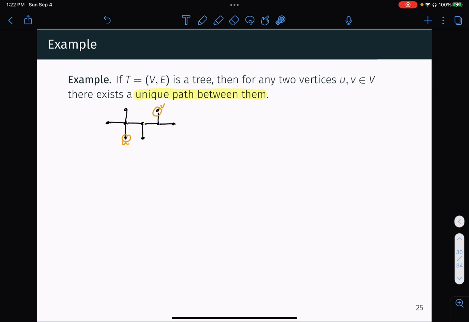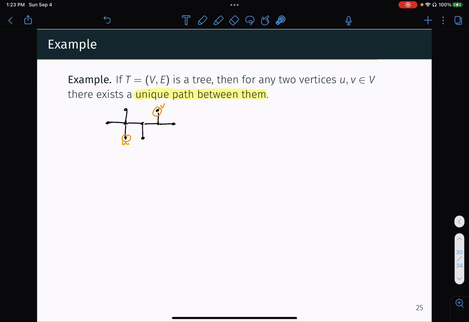So maybe what's the intuition here? Well, what do I know about a tree? I know that a tree is connected. So of course, this isn't going to be vacuously true because, since a tree is connected, there's going to be at least a path, right? There's going to be at least a path from U to V. Now, can there be more than one path, right? So is this path non-unique?